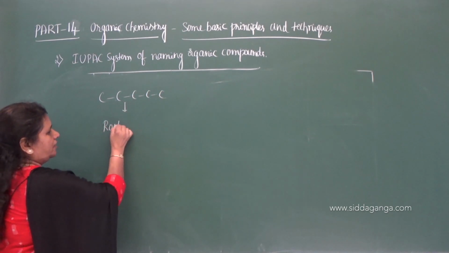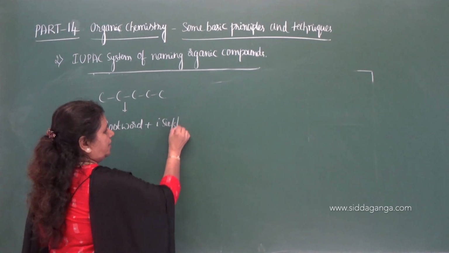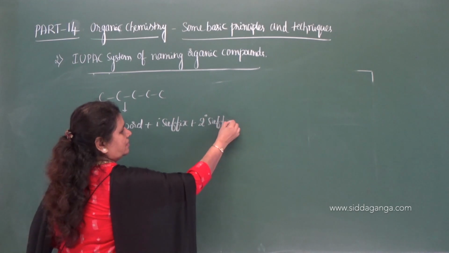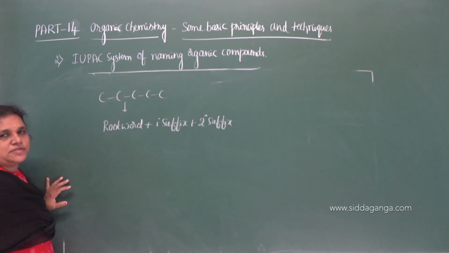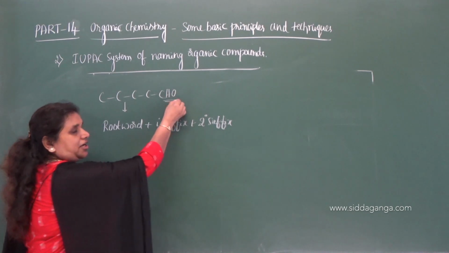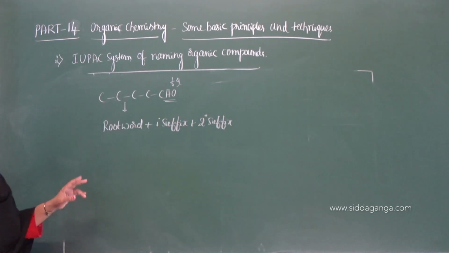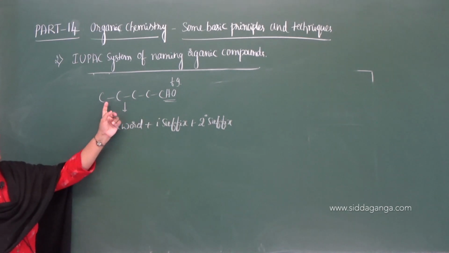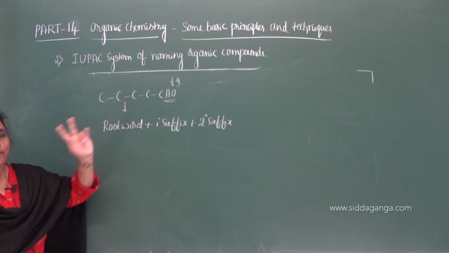So now we have 3 parts here: root word, primary suffix, and secondary suffix. All the carbon atoms are joined by a single bond, and at the end it contains the aldehyde functional group. So the functional group here is the aldehyde functional group. How many carbon atoms are present in total? 5 carbon atoms are there. And what is the nature of the carbon chain? Definitely saturated, because no double bond is here.